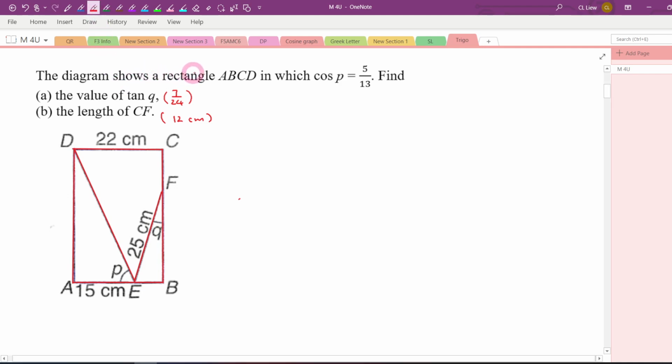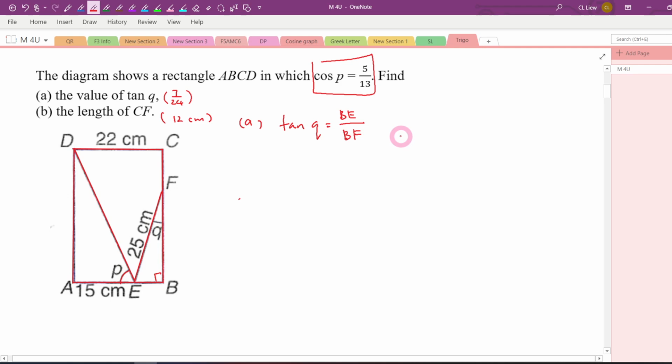The diagram shows a rectangle ABCD, in which cosine P, where is P? Okay, this is P. Cosine P is equal to 5 over 13. We want to find the value of tangent Q. Let me write down tangent Q. TOA. Q is over here. So opposite divided by adjacent. Adjacent is BF, the side which is nearer to the angle.